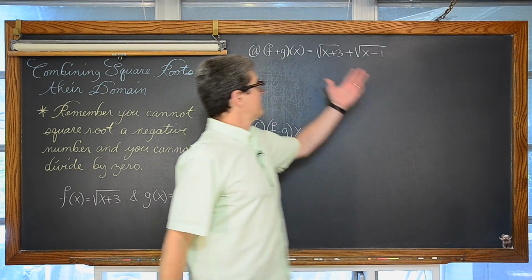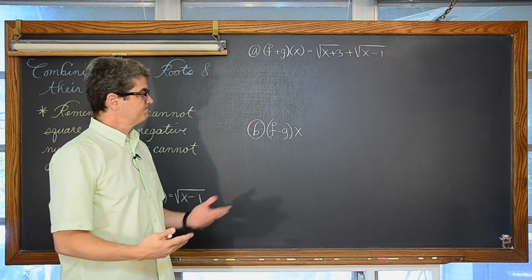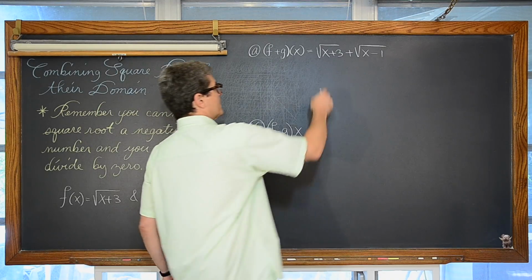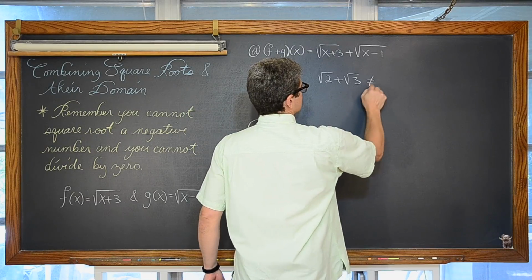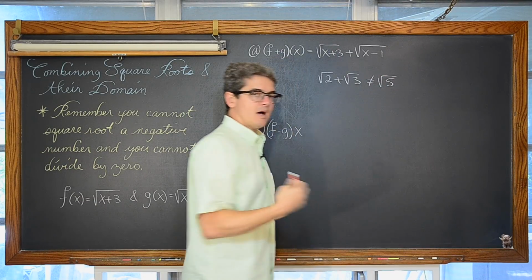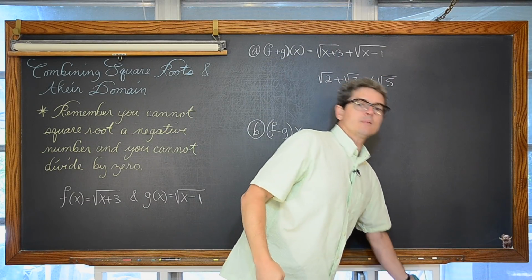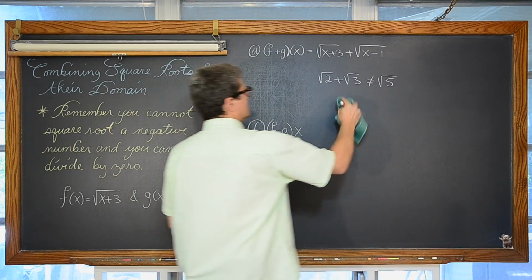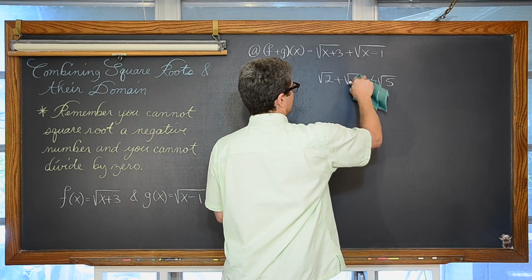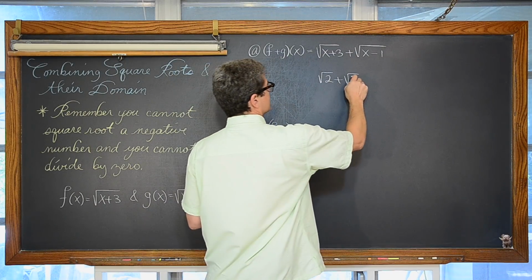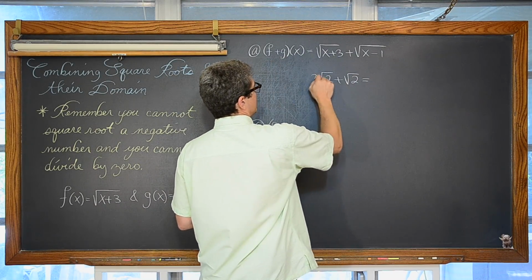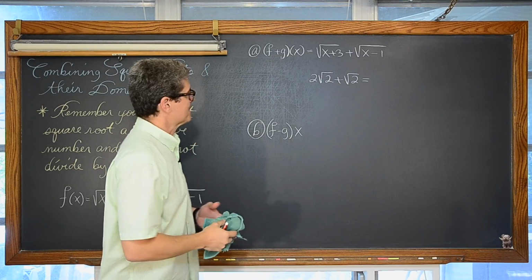And as far as simplifying goes with this problem, there's no simplifying to do. Remember, if you have the square root of 2 plus the square root of 3, that is not equal to the square root of 5. You cannot add radicals unless the numbers inside the radicand, or the radical, are the same. Like if I have the square root of 2 plus the square root of 2, maybe we'll make this a little bit different, add another 2 as a coefficient.